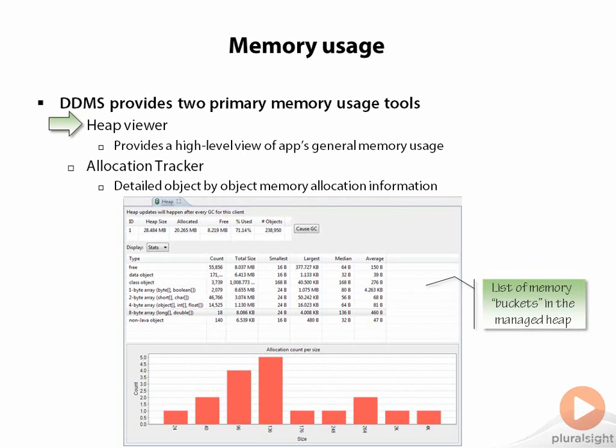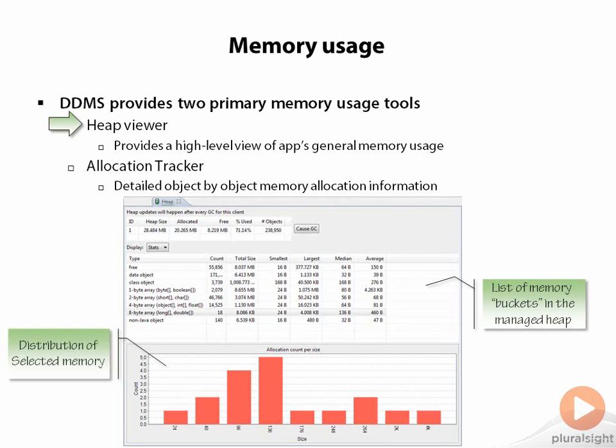So we get a list of all the object sizes that we're interacting with, and we can see, are we creating a lot of small objects, are we creating a lot of objects of a given type? And if we select an individual object size, we can then see a distribution of how those objects are created, how many we have, and what the size of those are within the individual buckets. This is a good high-level picture.